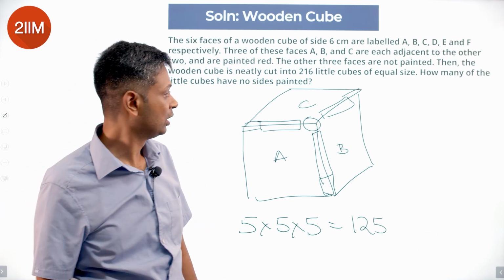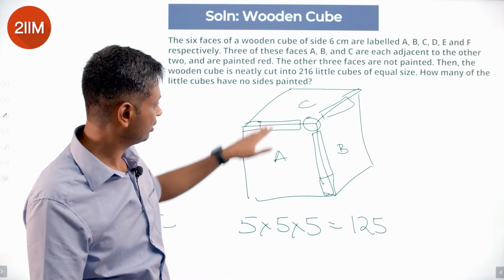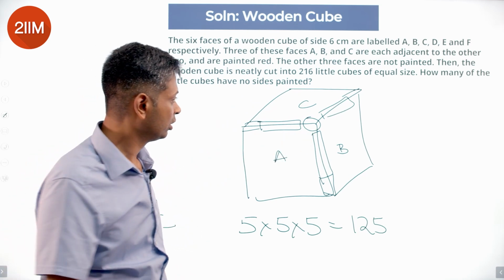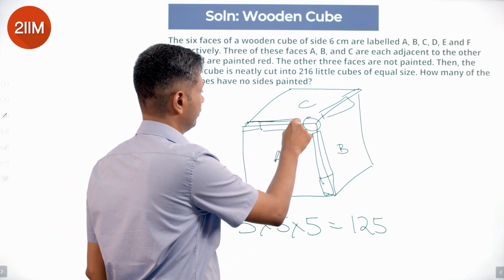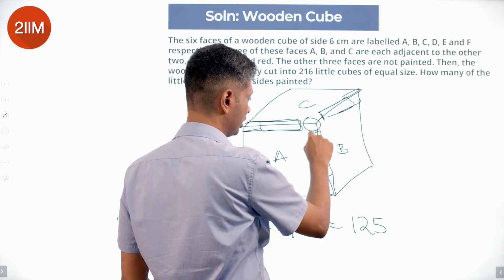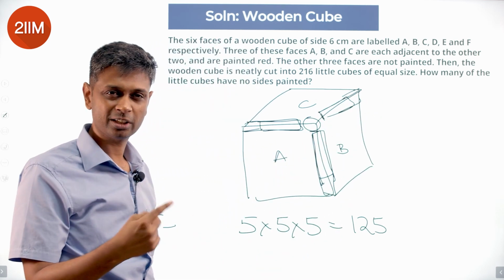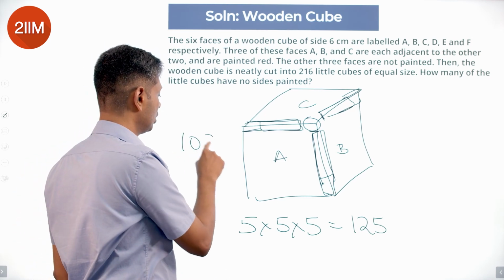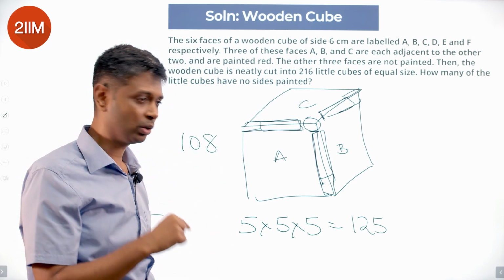Excellent, excellent question. You can do it with other method also. 36, 36, 36. Out of the 36, this set of 5 get double counted. This set of 5 get double counted. This set of 5 get double counted. So 36 plus 36 plus 36 is 108. Out of which 15 get double counted.